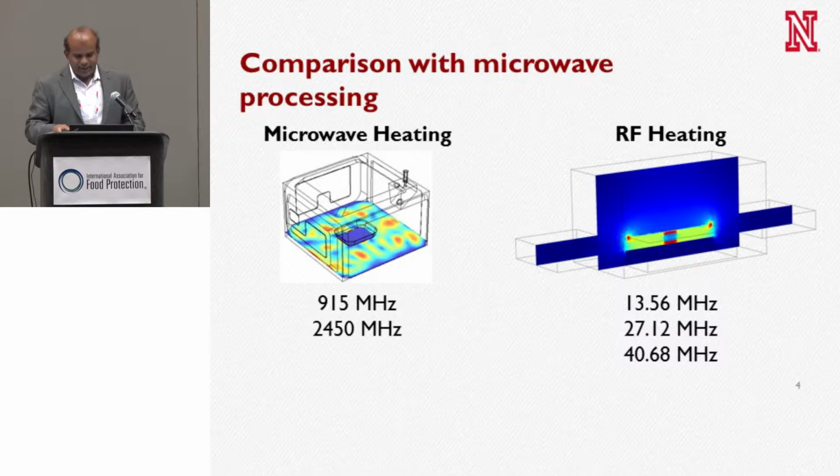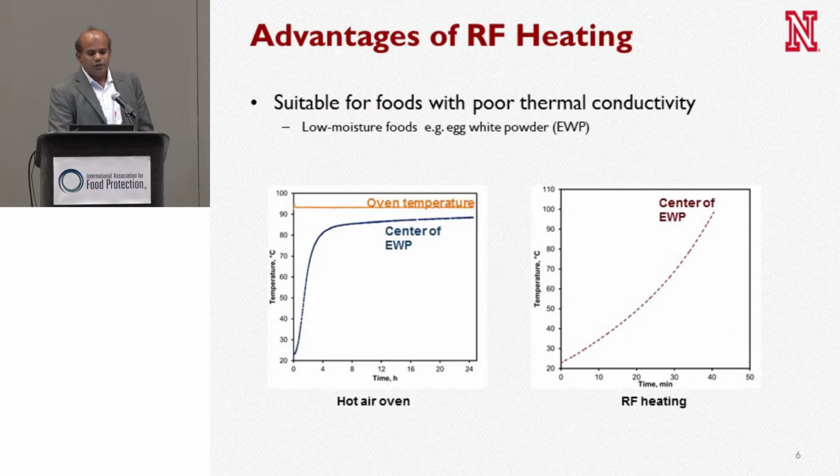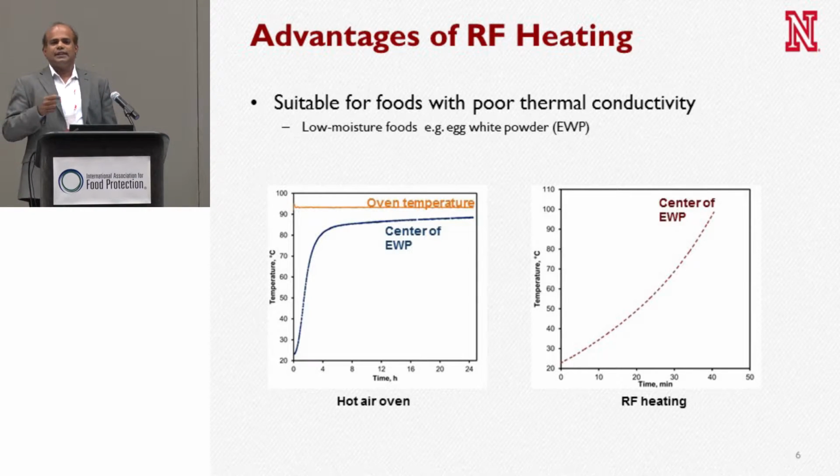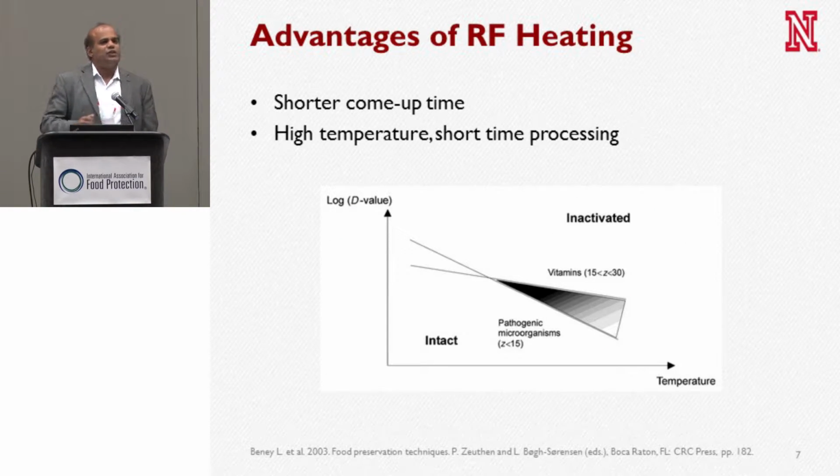Another important thing here is, let me use the mouse, okay, here it is. The radio frequency region falls in vibrating the bound water, whereas the microwave is more vibrating the free water. So radio frequency is a lot more suitable for low moisture foods. That's why it's commonly used in low moisture food products, whereas the microwave is more for high moisture food products in general.